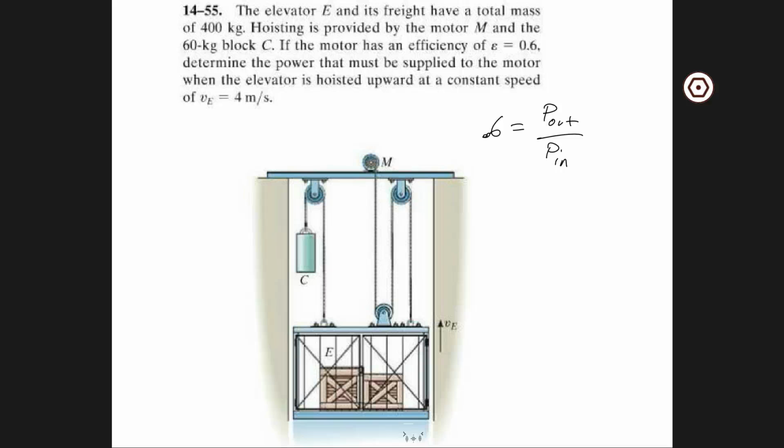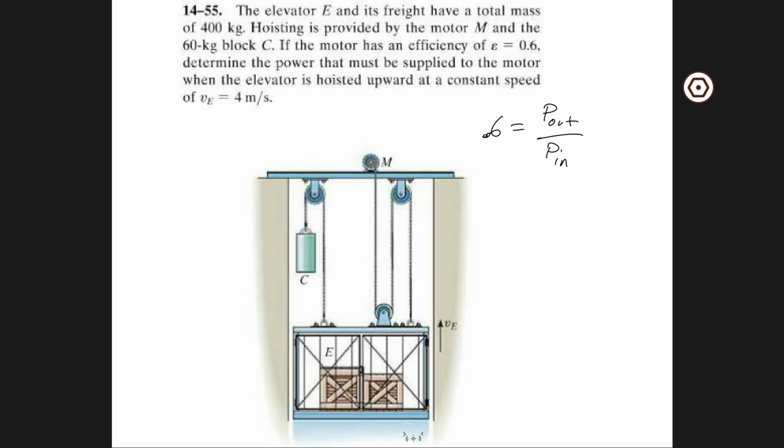How come I'm not going to worry about C? Why don't I worry about C? Yeah, well, C's got a velocity, but it's not coming from the motor. It has nothing to do with the motor supplying that, right? So what I'm going to do is find the velocity of the elevator, and then I'm going to find the tension in that rope.